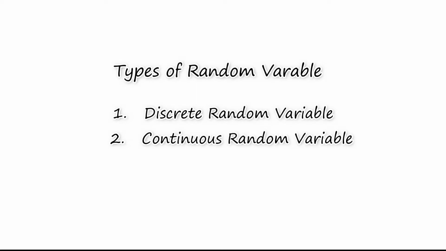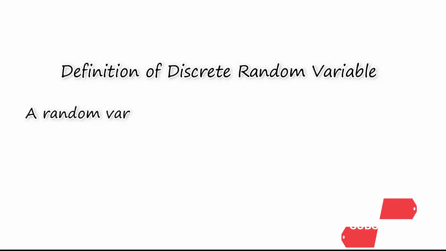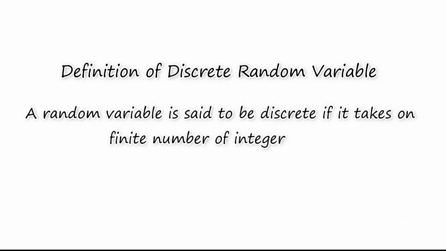Types of random variable. We have two types of random variable. The first one is the discrete random variable, and the second one is the continuous random variable. Definition of discrete random variable: a random variable is said to be discrete if it takes on a finite number of integer values.